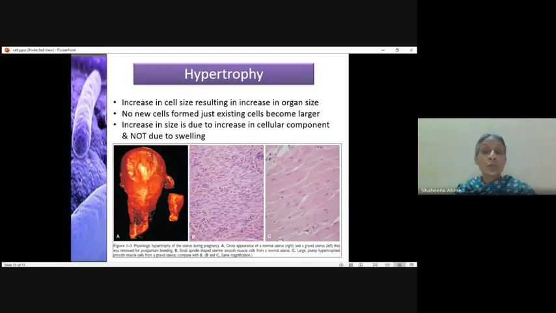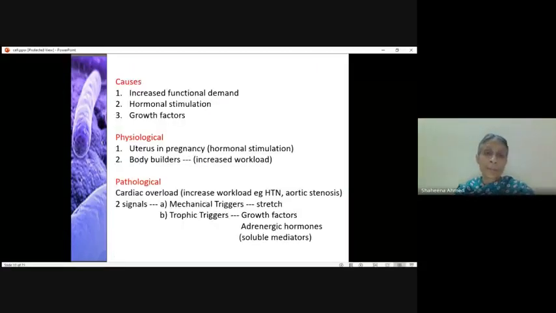There are no new cells formed in this adaptive response. What happens is the cellular component that increases, due to which the cell size increases. And please keep it in mind, this is not a swelling, this is an increase in the size of the cell, which collectively leads to increase in the size of the organ.